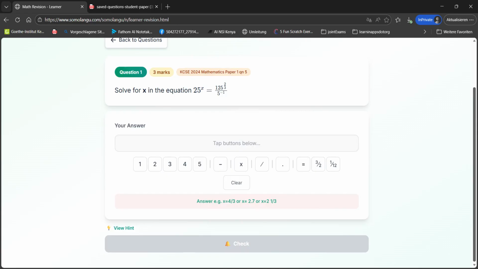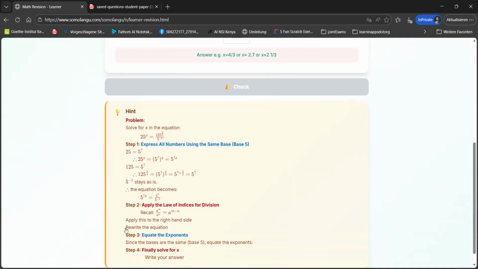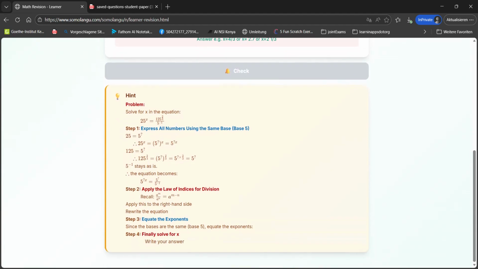Usually you will work this question on a piece of paper and then come and enter your answer here. Before we do that, let's see what hint the platform has for us. So click on view hint, and here we are. You are given the steps on how to answer this question if you have no idea at all of where to start from. We are being told the first step will be to express all numbers using the same base, in this case base 5.